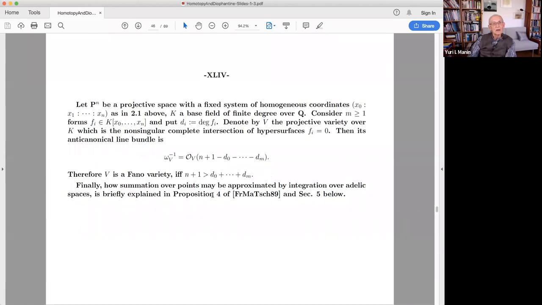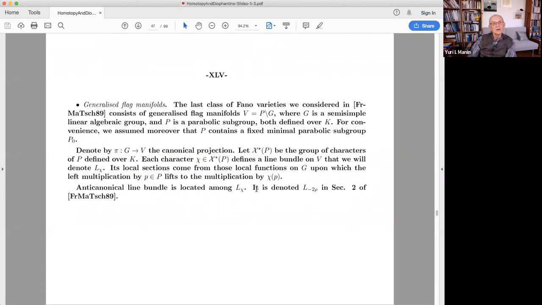And how summation over points may be approximated by integration over adelic spaces is briefly explained in this paper, then in section 5 and section 6. I will omit the explanations about the generalized flag manifolds.